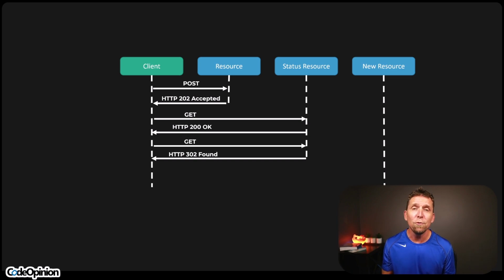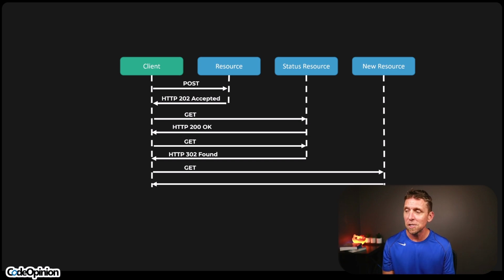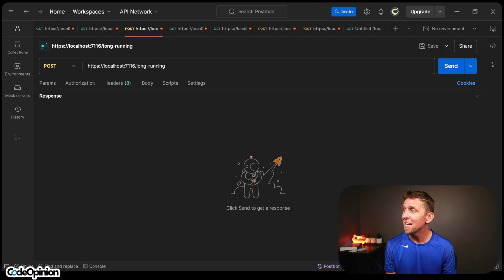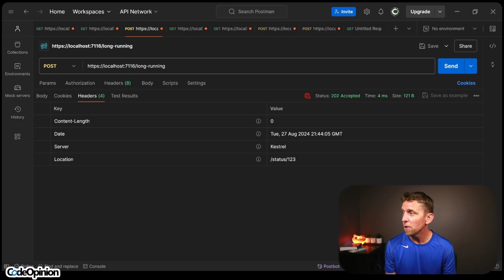We get back a 302 Found with a location header that we can now use to fetch that resource, and we get back the actual response of whatever results we needed. To visualize that in Postman, I'm making our initial POST request and we're getting back a 202 Accepted. If I look at the headers, I can see we got a location header. It's by specifying status 123.